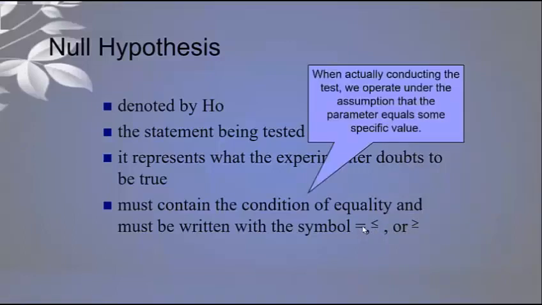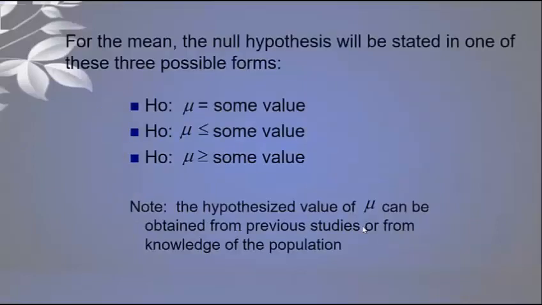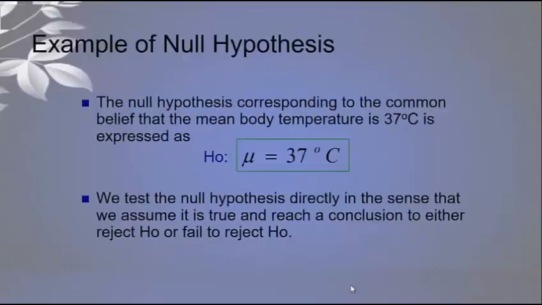When actually conducting tests, we operate under the assumption that the parameter equals some specific value. For the mean, the null hypothesis will be stated in one of these three possible forms: mu is equal to some value, mu is less than or equal to some value, and mu is greater than or equal to some value. We have to take note that the hypothesized value of mu can be obtained from previous studies or from knowledge of the population. Example of null hypothesis.